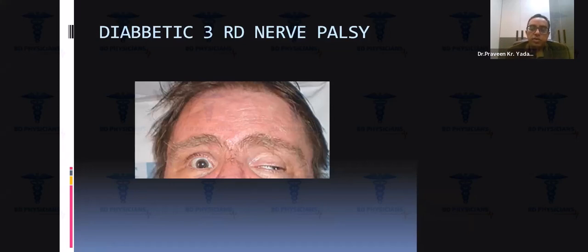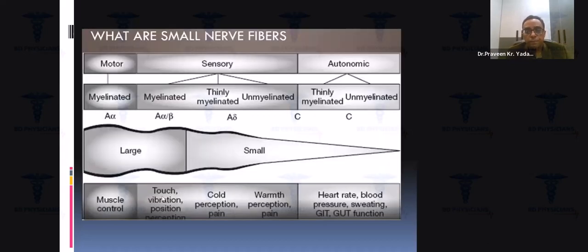While if the pupil is involved in a diabetic patient with headache and severe pain, then always try to rule out an aneurysm, which may be giving rise to the third nerve palsy. So always look at the pupil, which will give us a clue whether it is related to diabetes or related to some secondary causes like aneurysm or some other etiology.